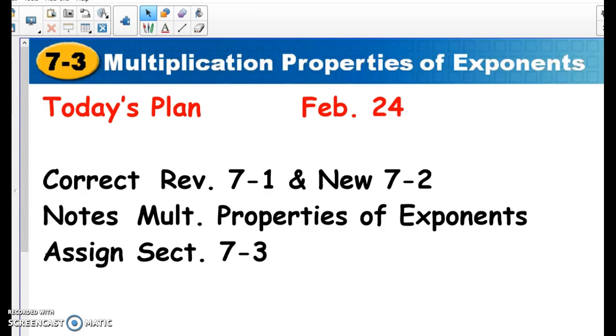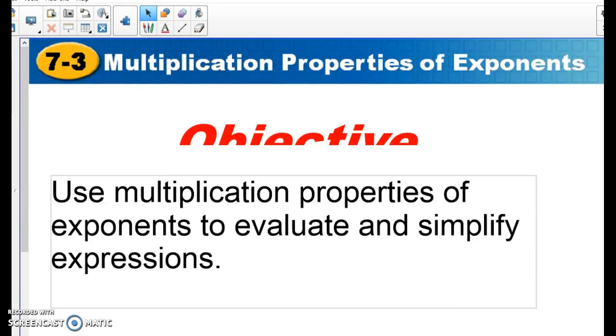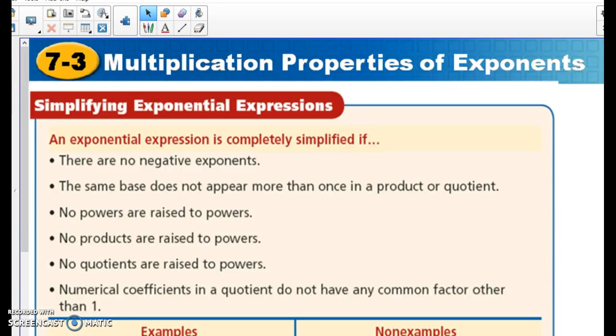Depending on what group you are in, on Friday's guided math lesson, I might have done some of these problems with you already, but I don't think I got to it with every group. Okay, so we are using multiplication properties of exponents to evaluate and simplify problems.